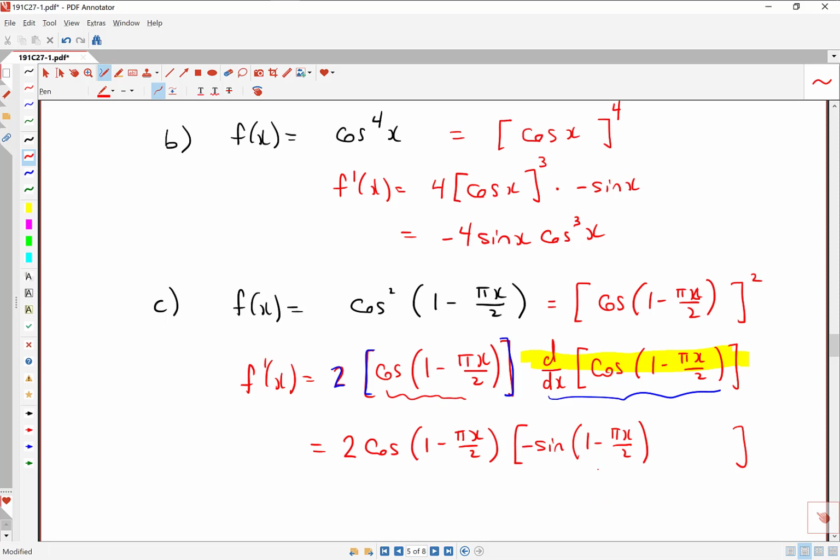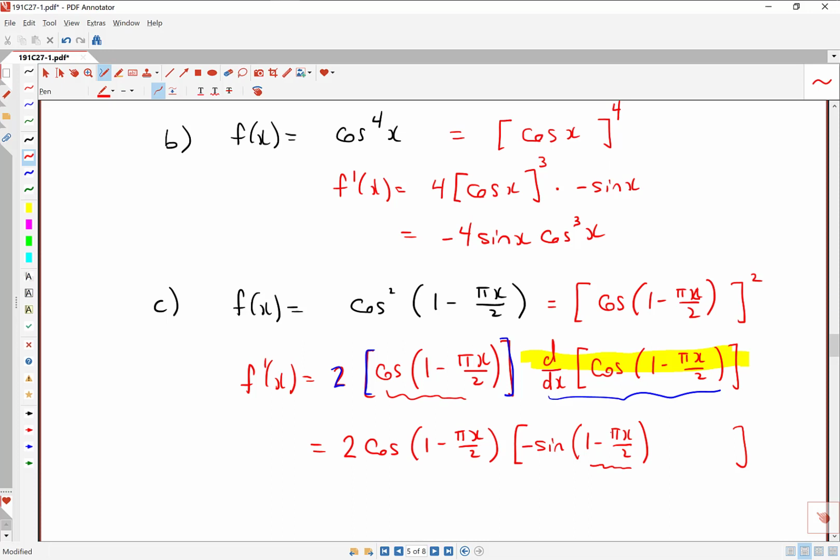And then multiply by the derivative of the inside function, which is this stuff here. Okay, so we basically got a number. When we take the derivative of that, that goes away. And then we need to think, what's the derivative of minus pi x over 2?